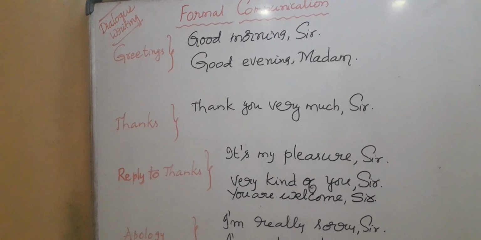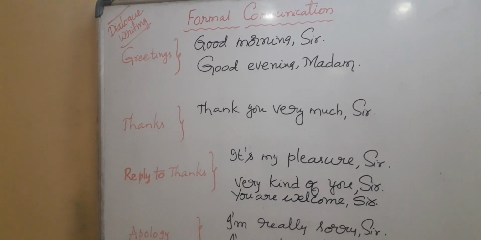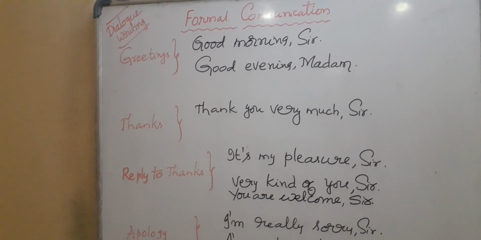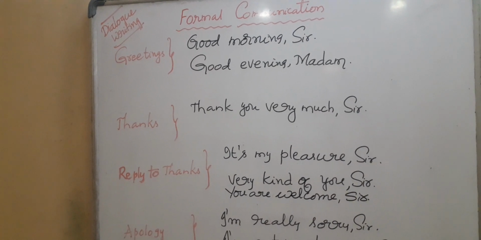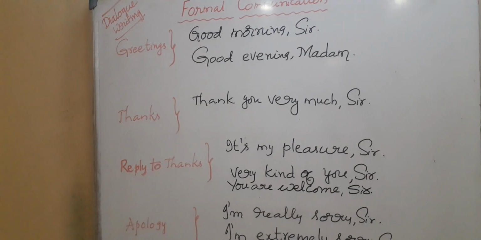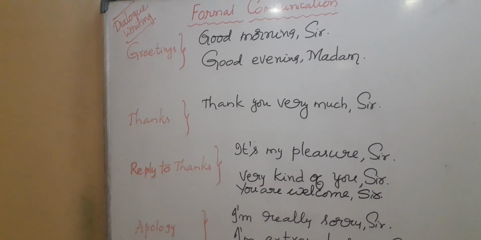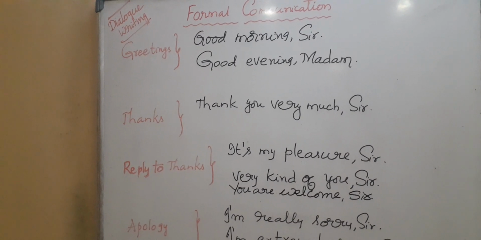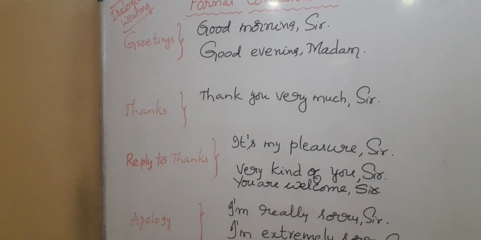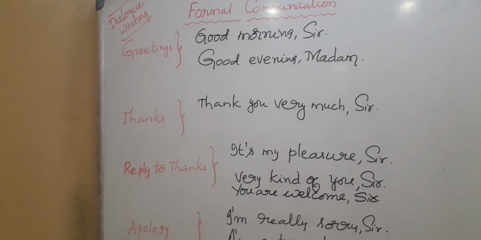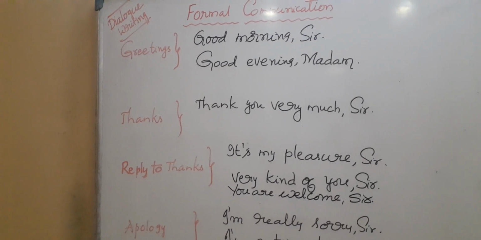Communication is of two types: formal communication and informal communication. Formal communication means interaction between elders and seniors. When we talk to our elders, our seniors, higher officials, it is called formal communication. Interaction among the near and dear is called informal communication. In this video we learn about various aspects of formal communication.